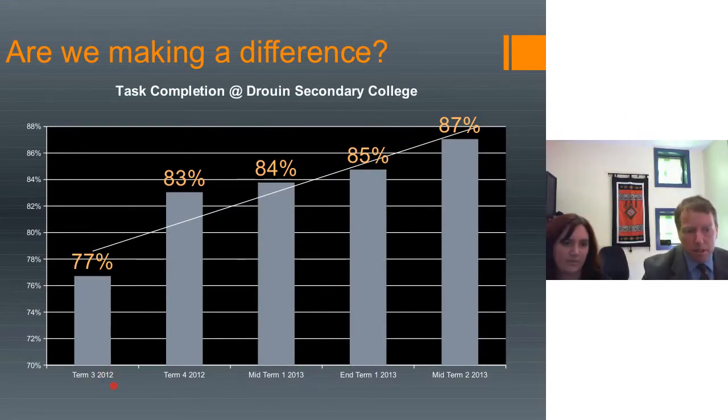Did it make a difference? Like I said, in 2012, 77% task completion in the school, because we monitor that through reports. Just by using progress bars, by really hammering that use of them in Moodle to get your work in, we've moved that up by 10%. So we're pretty happy with the way that's trending.